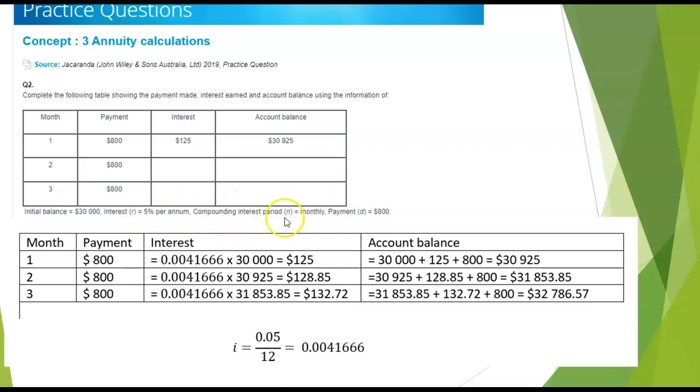So 0.05 divided by 12 will give me 0.0041666. So we can see that here. Multiplying by our initial balance gives me an interest of $125. And that was already given to you. So we add on our $125 interest. We add on our $800 that we're paying into the account. So our final balance is $30,925.